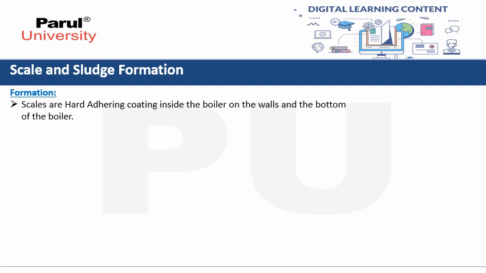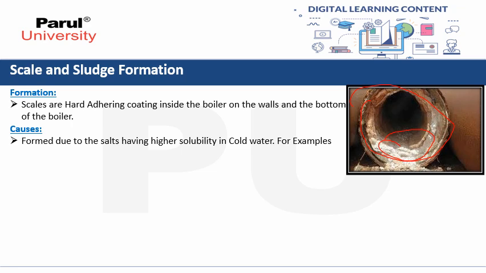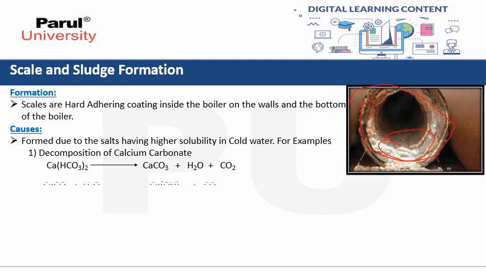Scale and sludge formation. The scales are generally hard adhering coatings inside the boiler on the walls and the bottom of the boiler. As shown in the figure, this is the scale which is formed on the inner walls of this material. The scales are formed due to the salts having lower solubility in hot water. For example, decomposition of calcium bicarbonate: calcium bicarbonate is converted into calcium carbonate, which gets deposited on the side walls of the material.